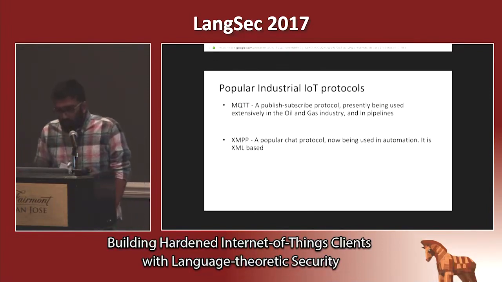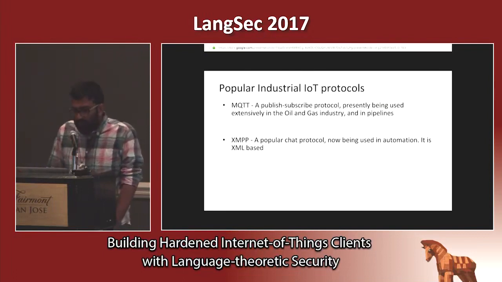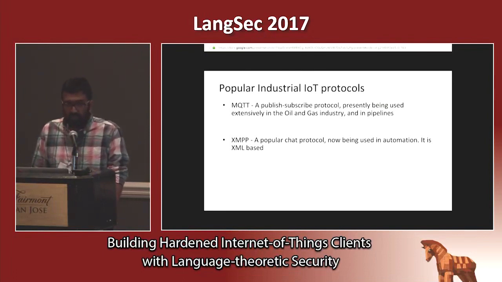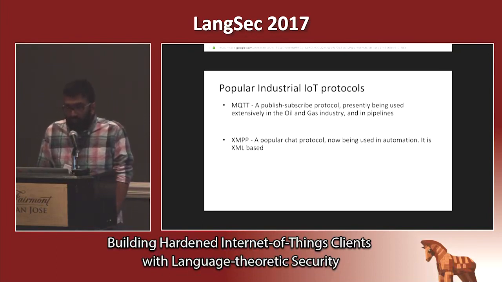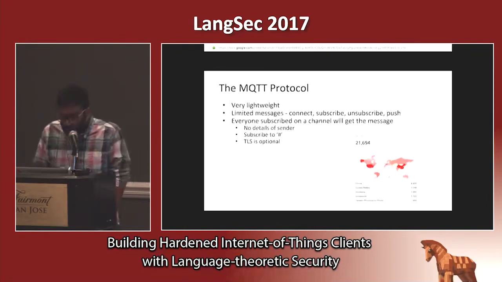Okay, so for our work, we dealt with two industrial IoT protocols. One is called MQTT, which happens to be a publish-subscribe protocol, and it's widely used in pipelines and the oil and gas industry. And the other protocol that we were dealing with is the XMPP protocol, which is being used widely in industrial automation, and it happens to be XML-based.